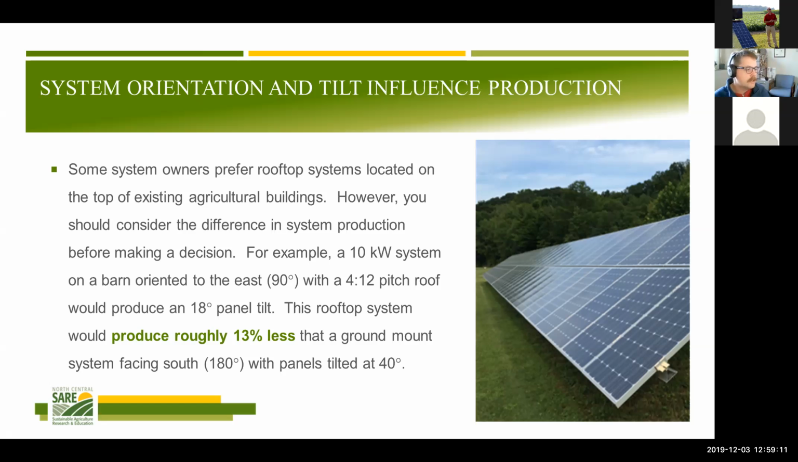If we were to face that panel to the east, we lose production compared to facing it south. And again, people will say, well, can I face it east or can I face it west? The answer is yes, but we want to model that production loss and make sure that we are estimating how much it's producing appropriately. In this case, we lost 13% by facing it east.